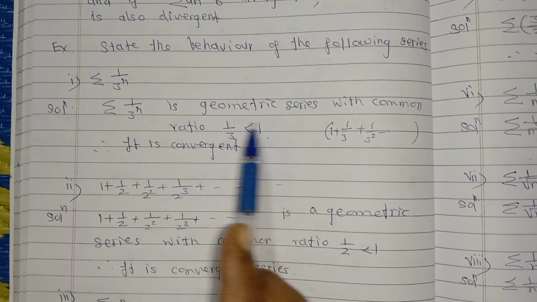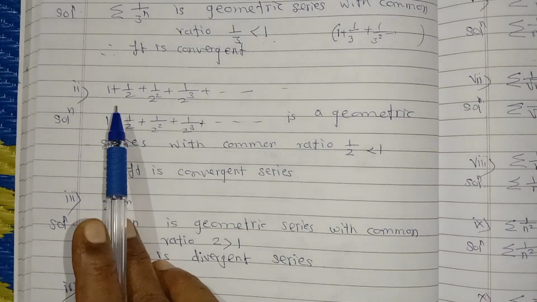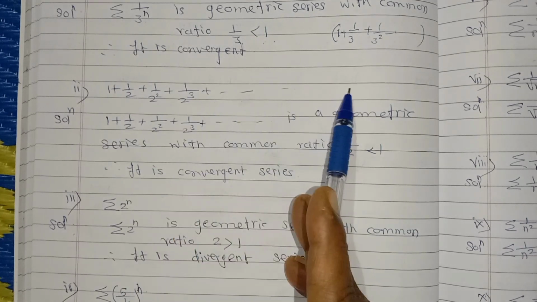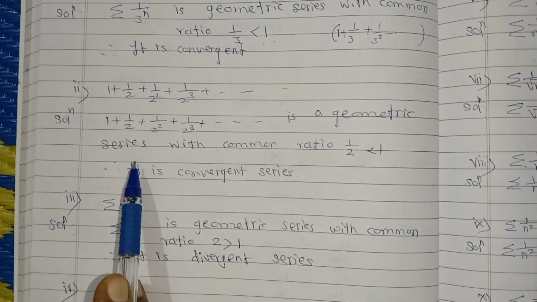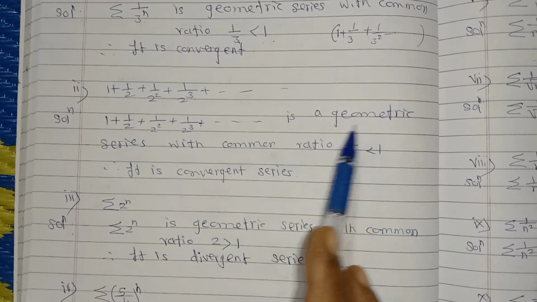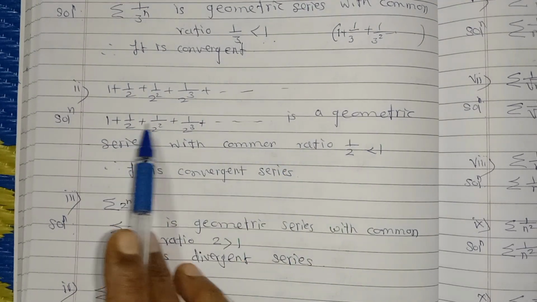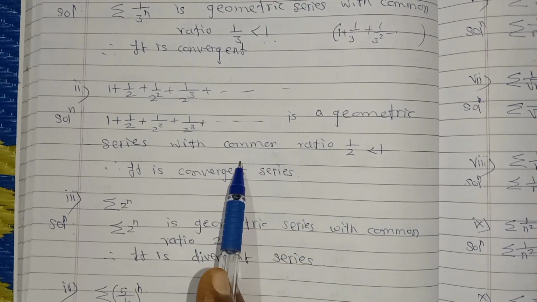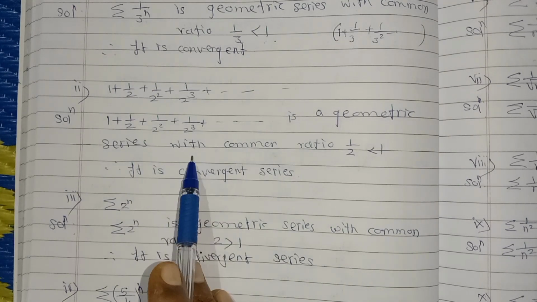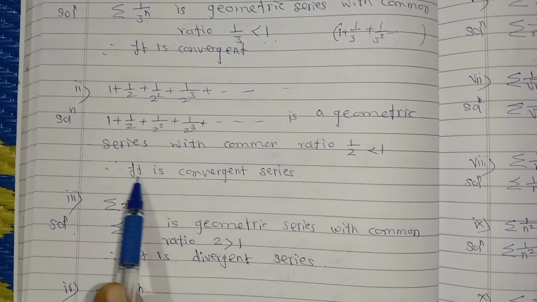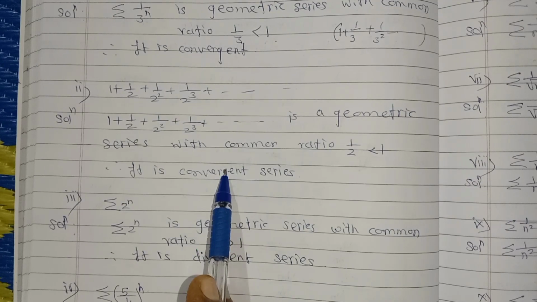Hence it is convergent. Second example is the series 1 plus half plus 1 upon 2 square plus 1 upon 2 cube plus and so on, infinite terms. We write the given series in the solution. It is a geometric series with common ratio half, which is also less than 1. Hence, by result of geometric series, if common ratio is less than 1, then the given series is convergent.